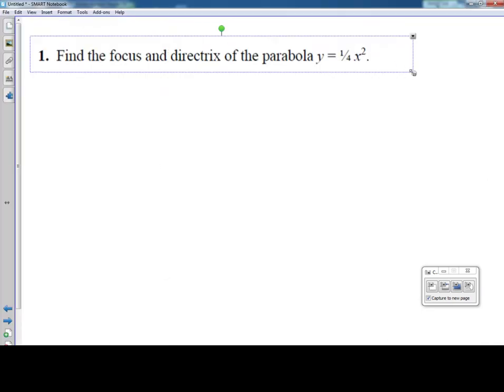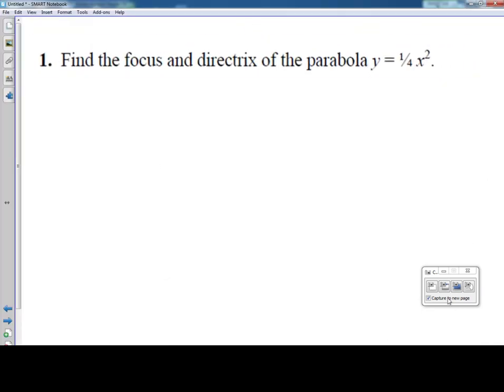So number 1 is asking me to find the focus and the directrix of the parabola whose equation is y equals 1/4 x squared. Now, the formula that I gave you isn't in that form, is it? It actually reads x squared equals 4yp. So I need to try to make that look something like this.